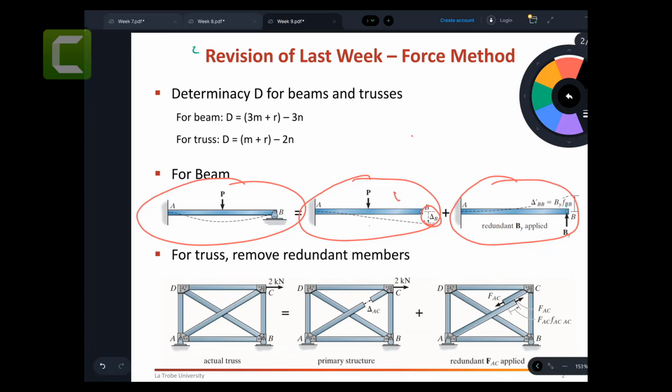By the way, you need to calculate two displacements. Once you calculate those two displacements, if you make those two displacements equal, you can find the unknown force. And once you find this unknown force, you can use the three equilibrium equations to find the other three unknown forces. Similarly, truss problems are similar. You can remove one of the redundant members, and from there you can solve those truss problems as well.